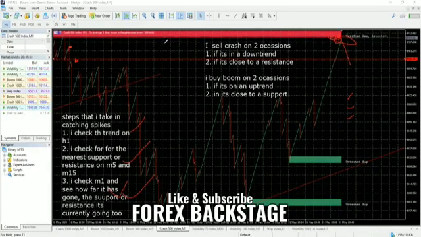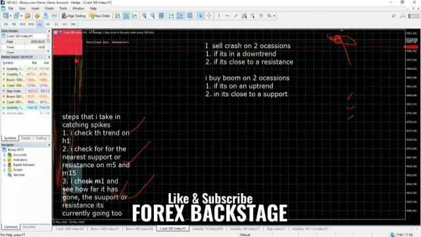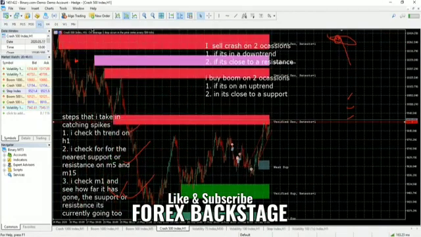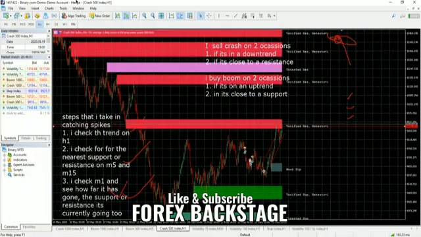But where it crashes on an uptrend, we don't expect something big like on H1, it is going up. But it's closer to resistance. So that is kind of giving us more advantage that okay, it has closed near resistance, so it should come down. But now see, it is a verified resistance. So we expect it to fall.